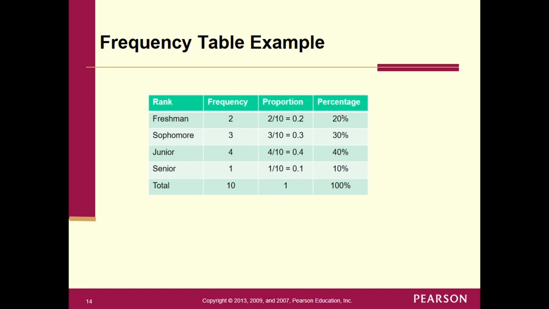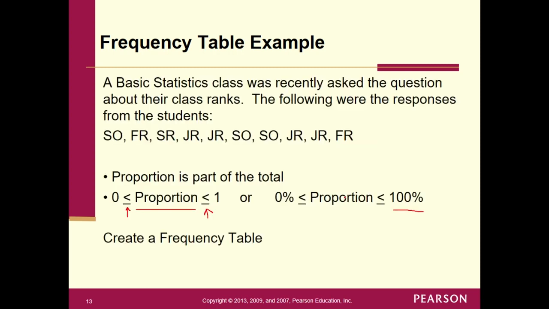If you translate this into a percentage, 0.2, what is that going to translate to? 20%, 30%, 40%, 10%. And what do we get? We get 100%. So just to make sure, here was freshmen. So we had 2 freshmen, right? Sophomore, we had 3 sophomores. Juniors, 1, 2, 3, 4. And we had our 1 senior.